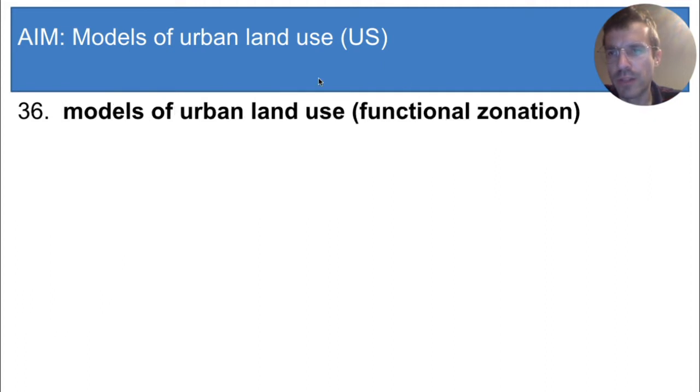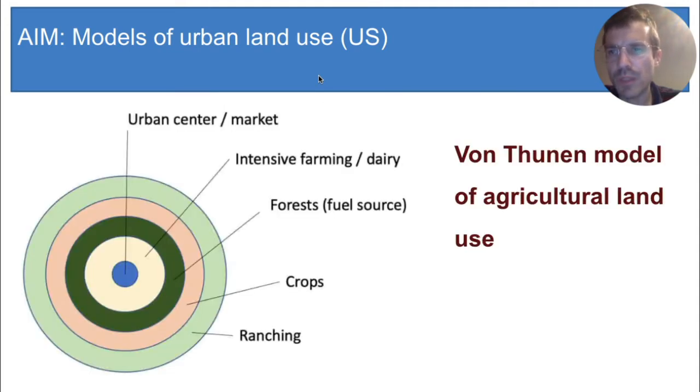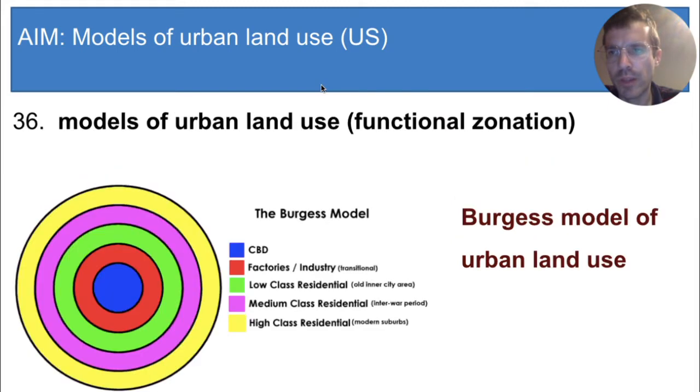Over the next few days in class, you will be learning about models of urban land use. Models of urban land use predict where certain activities are located in a city. What activities are located where and why? Remember von Thunen's model of agricultural land use? It predicted how land is used in the countryside. And in the same way, models of urban land use predict how land is used in a city.